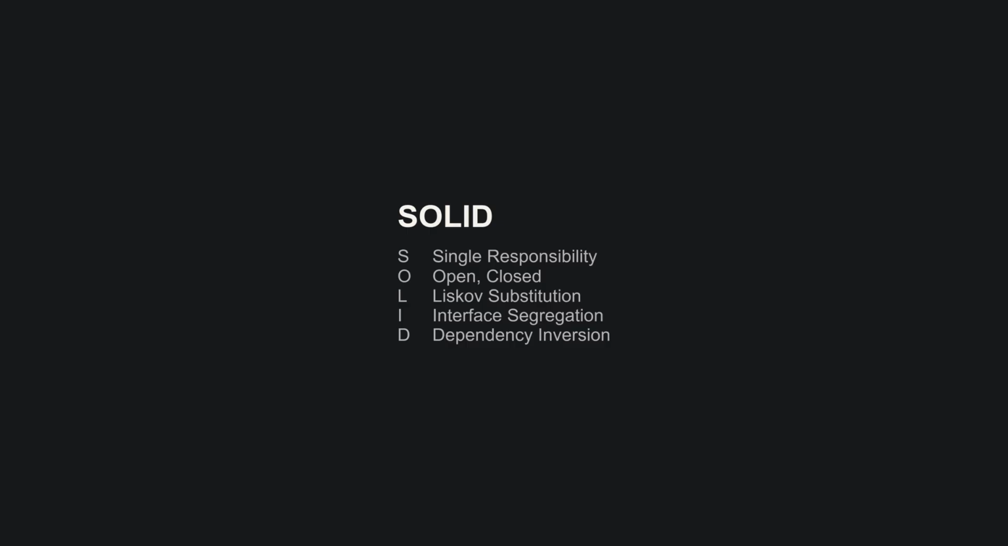This is the first of 5 lessons on a set of ideas called SOLID. 5 letters, 5 rules, each one about keeping a class easy to change without breaking something else. S is single responsibility. O is open, closed. L is Liskov substitution. I is interface segregation. D is dependency inversion. This lesson is S.